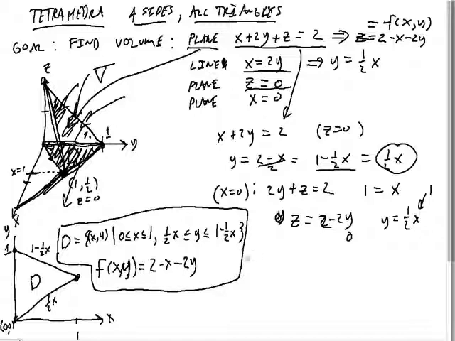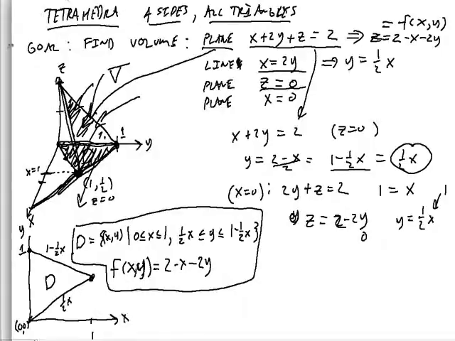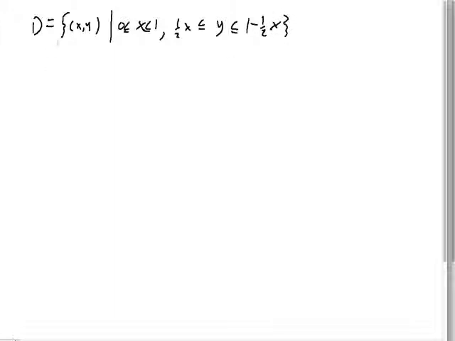So let's do this on another page. All right, so again, our regions were x comma y, x from 0 to 1, and y is contained between 1/2 x and 1 minus 1/2 x. All right, that was our region, and our function then is going to be 2 minus x minus 2y.